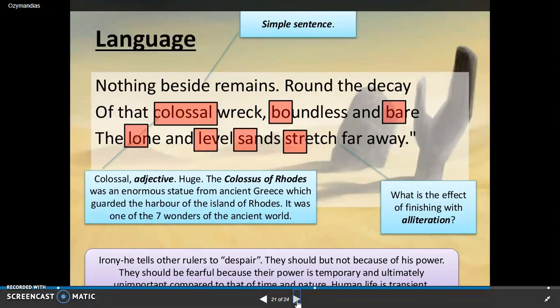So, our language, simple sentence. Colossal, adjective, huge. The Colossus of Rhodes was an enormous statue of ancient Greece which guarded the harbour of the island of Rhodes. It was one of the 7 wonders of the ancient world. Stretched far away. What is the effect of finishing with the alliteration? And my reading, guys, tells other rulers to despair. They should bow, but not because of the power of his power. They should be fearful because the power is temporary and limited, ultimately unimportant compared to that of time and nature.